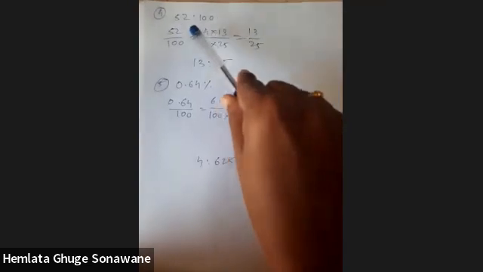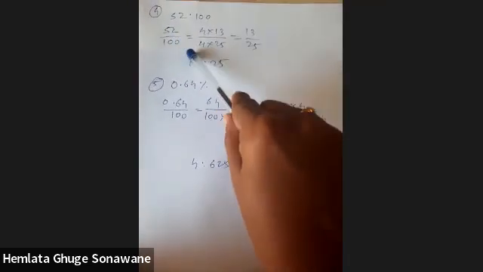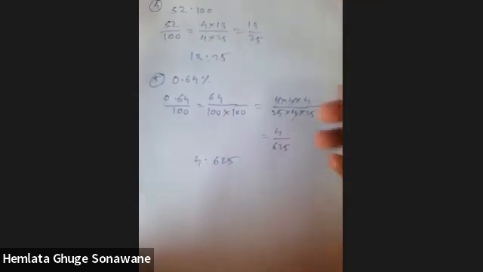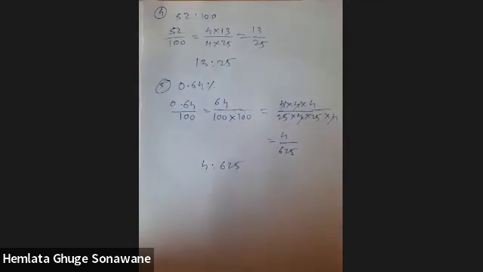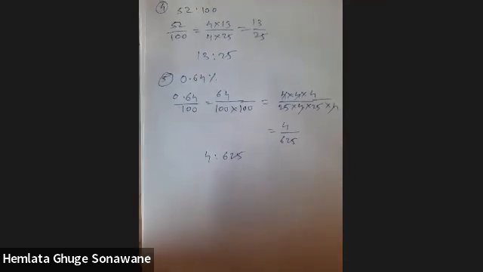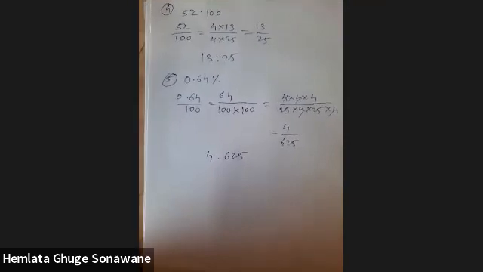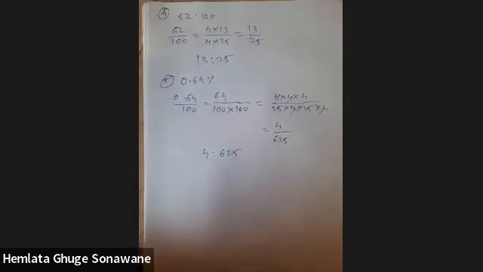If only 52% is given, then you have to write down 52 upon 100. Just go through this solution.